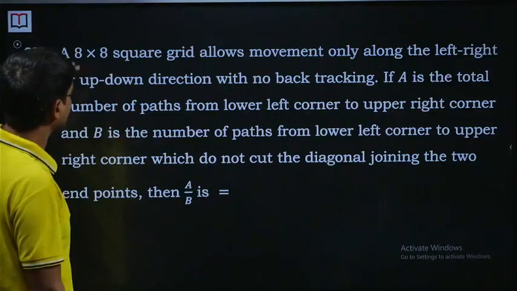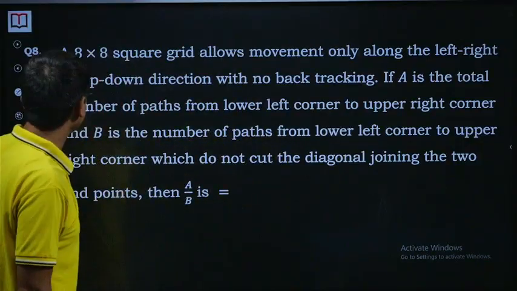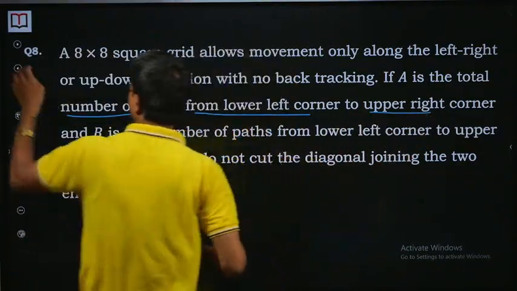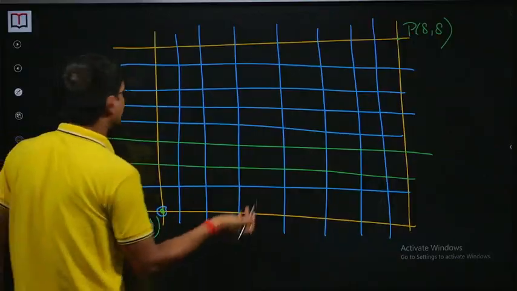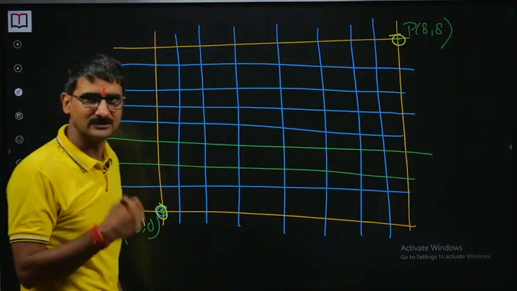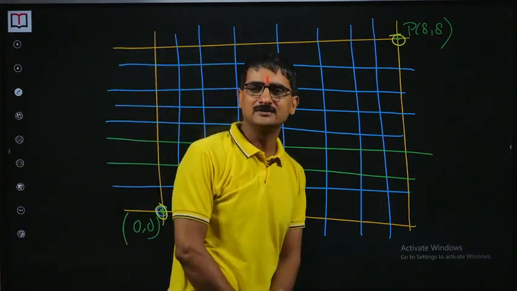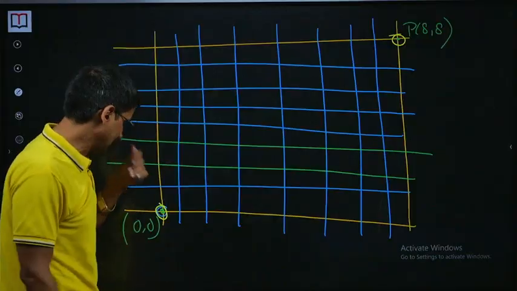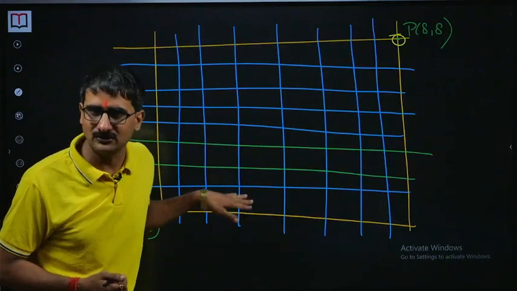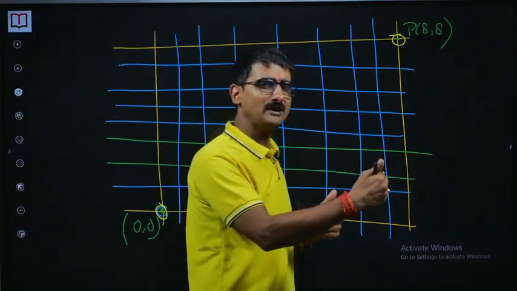And the question is simple. I didn't go back because I spent a lot of time solving this question. The first part is real easy: the total number of ways starting from the lower left corner to the upper right corner. That's a simple thing. Let's say you go along the horizontal line or along the vertical line. You can't backtrack. So you can move from left to right or from down to up.